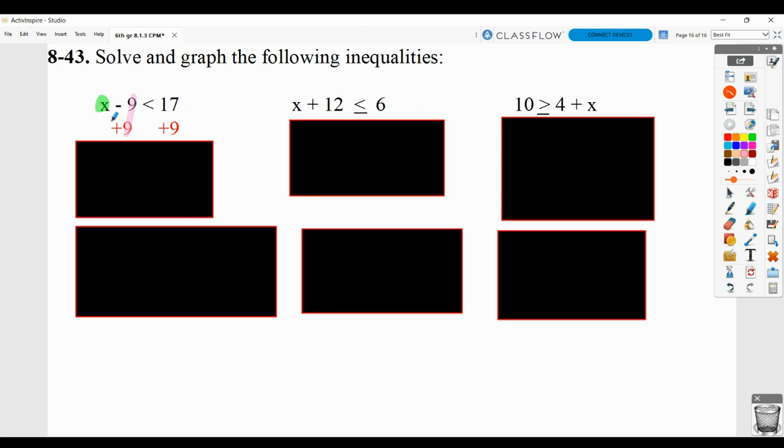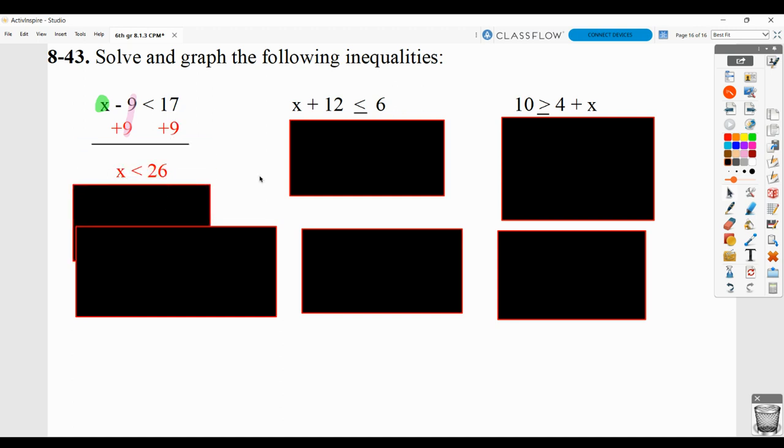So the x will come down, the plus 9 and minus 9 zero out, and 17 plus 9 would give us 26. So this would be considered the part where they say solve the equation. So x is less than 26 is solving it. The x is coming down, the less than symbol is coming down, and 17 plus 9 is 26.